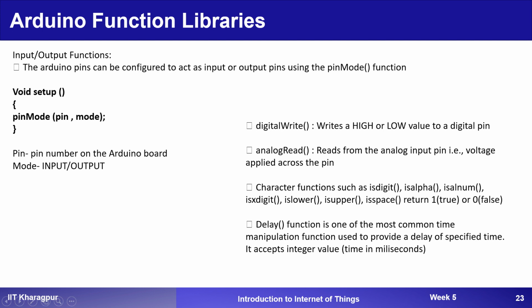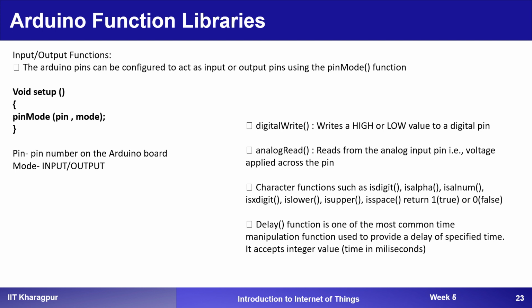Here, as you can see, inside your void setup function, you have to write pinMode, and you have to mention the pin over which the connection is made and the mode in which you want to communicate. For example, input mode or output, whether you want to take input from the devices or give output. Now digitalWrite is a function which writes a HIGH or LOW value to your digital pin.